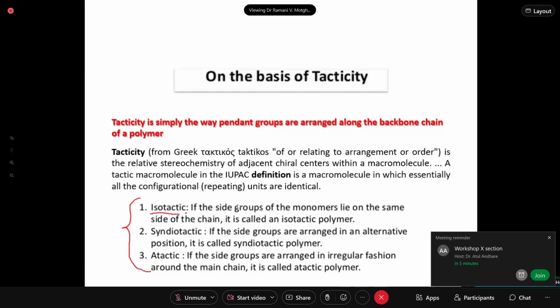Okay, on the basis of tacticity, like was once upon a time a favorite question. Classify and give example based on the tacticity. Tacticity is something like how the functional groups are attached to the backbone. You have a linear chain of the backbone. So if the side groups of the monomer lie on the same side of the chain, it is called isotactic. If they are alternating on both the sides, then it is termed as syndiotactic. And if it is randomly arranged in an irregular fashion, then it is termed as atactic polymer.